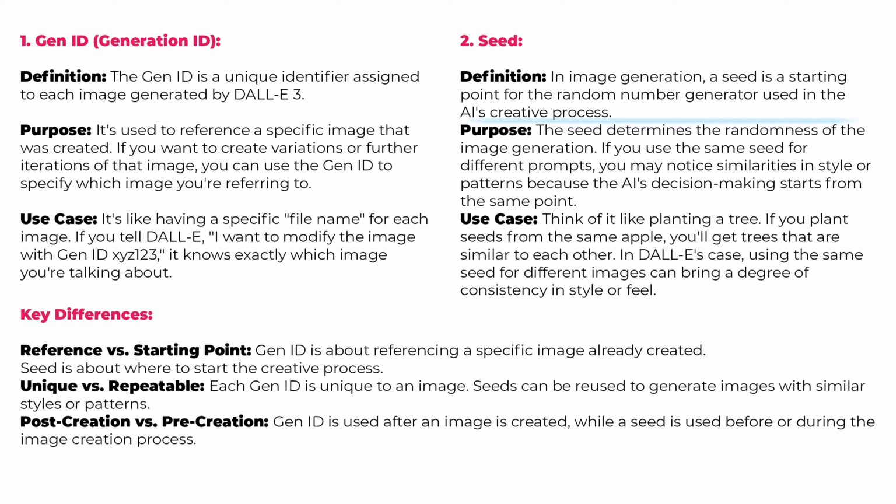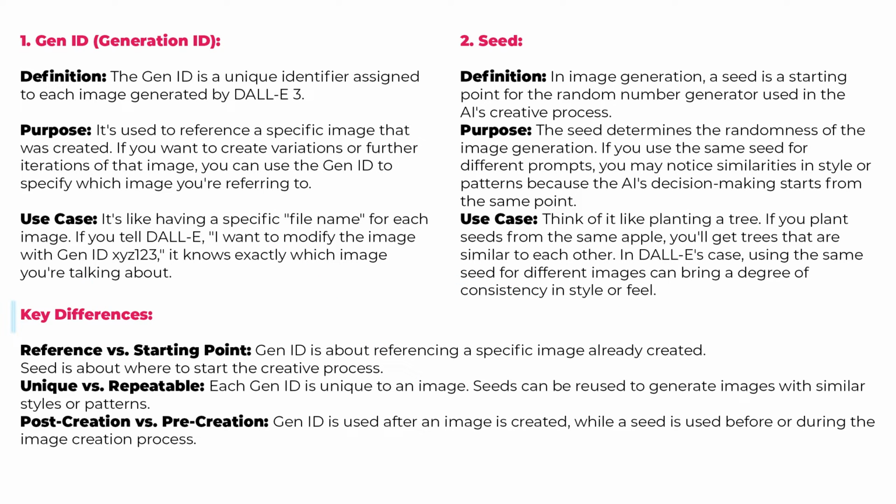A seed is a starting point for the random number generator used in the AI's creative process. The seed determines the randomness of the image generation. If you use the same seed for different prompts, you may notice similarities in style or patterns because the AI's decision-making starts from the same point. Think of it like planting a tree. If you plant seeds from the same apple, you'll get trees that are similar to each other. In DALL-E's case, using the same seed for different images can bring a degree of consistency in style or feel.